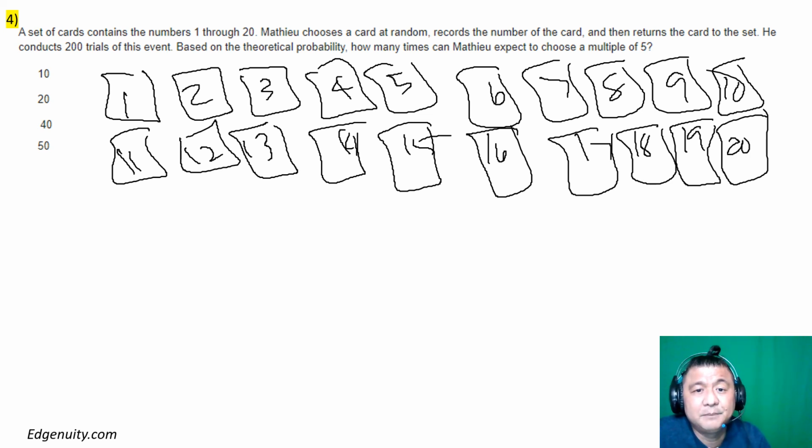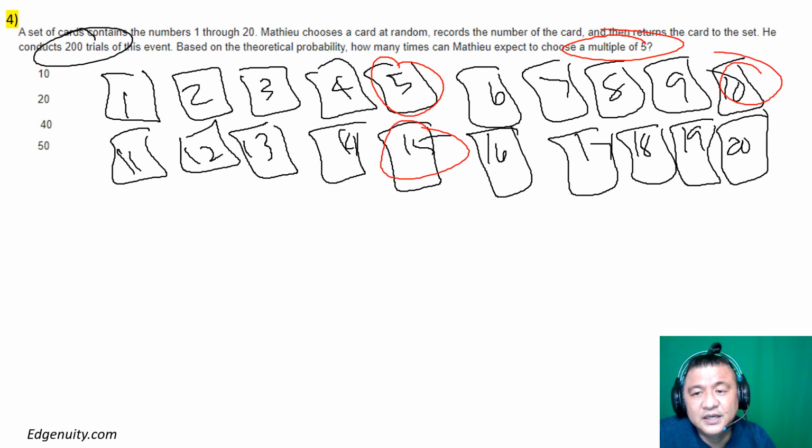Okay, now they're piled up together and you choose one. Then you return it. Choose one again, then return it. Now what is the probability after 200 trials? 200 times is going to get it. We want to get the multiples of 5. What are they? 5, 10, 15, and 20.